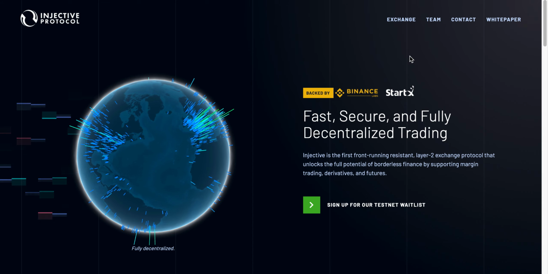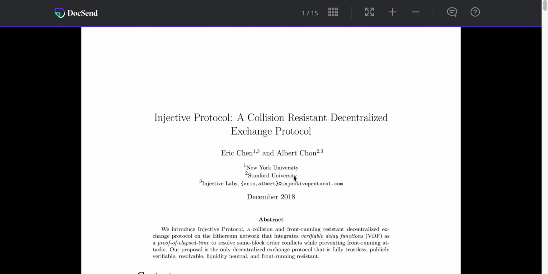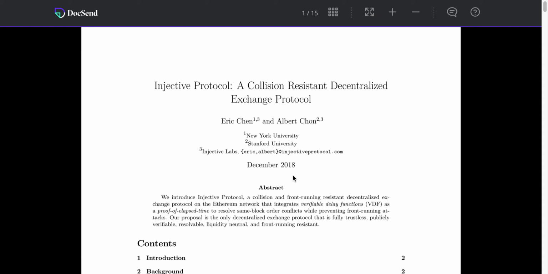And now we see the white paper. And we must write your email. And after that we see this white paper: Injective Protocol, a collusion resistant decentralized exchange protocol, Eric Chen and Albert Chun, New York University, Stanford University, December.